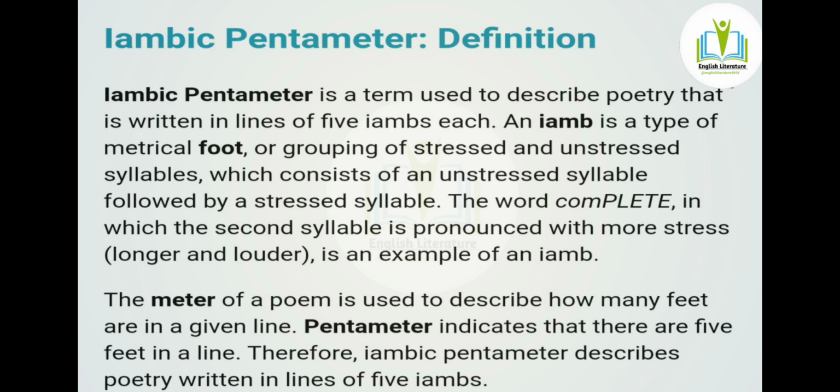The meter of a poem is used to describe how many feet are in a given line. Pentameter indicates that there are 5 feet in a line. Therefore, iambic pentameter describes poetry written in lines of 5 iambs.